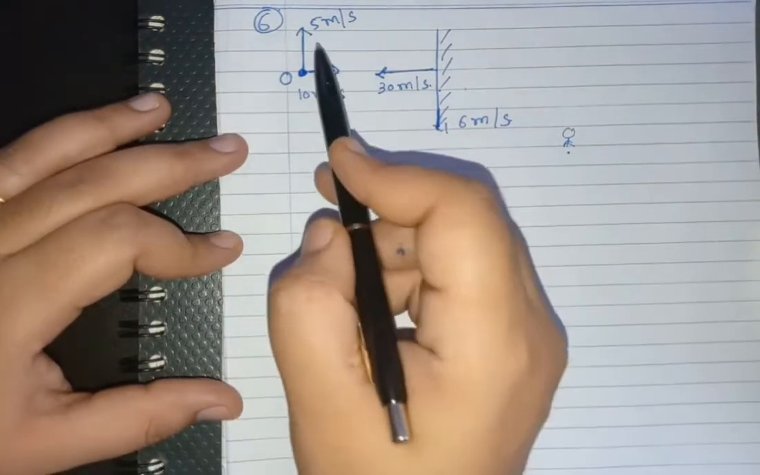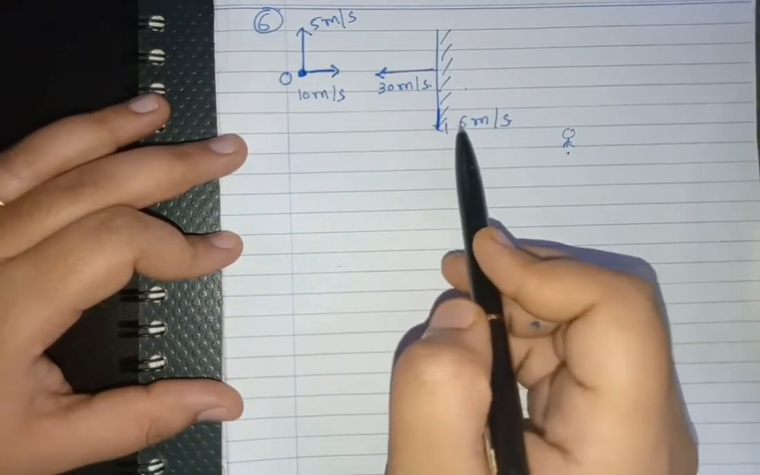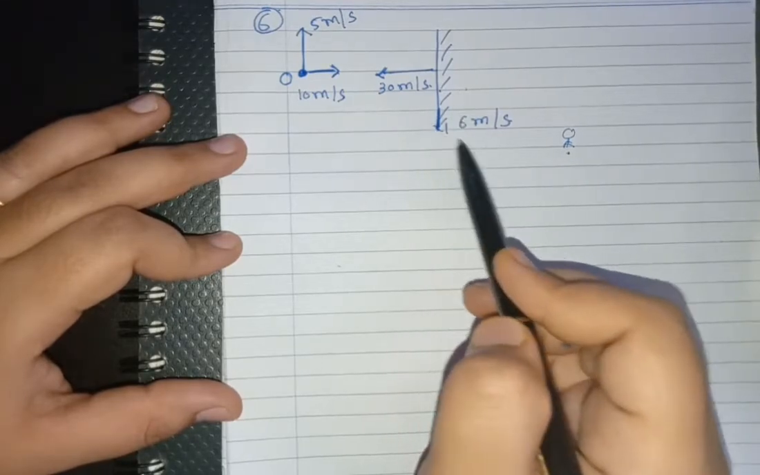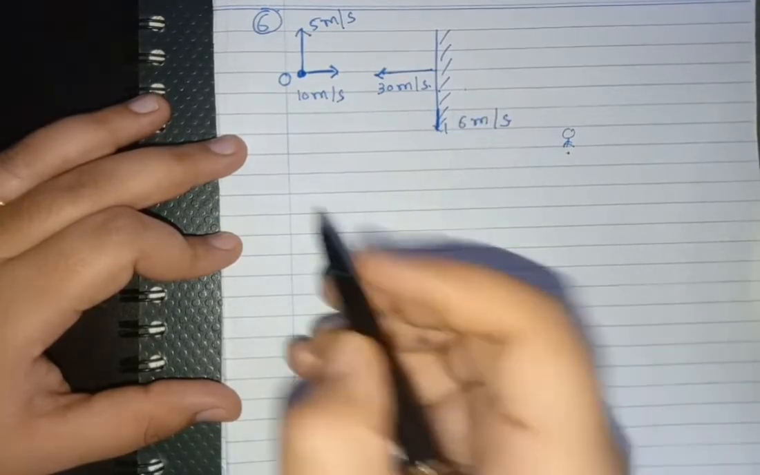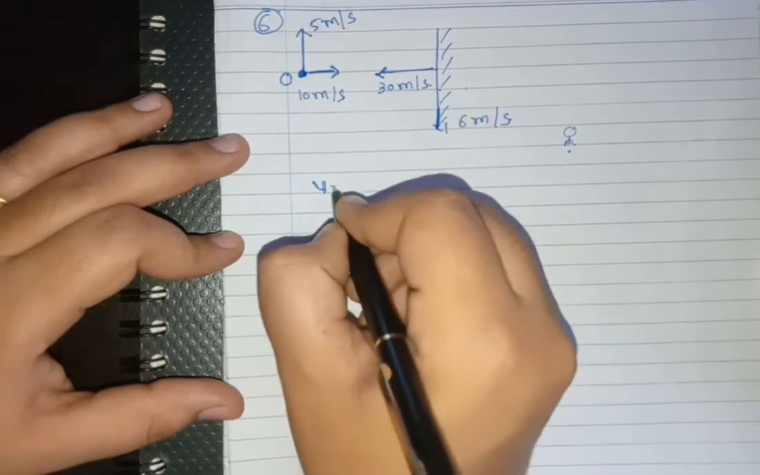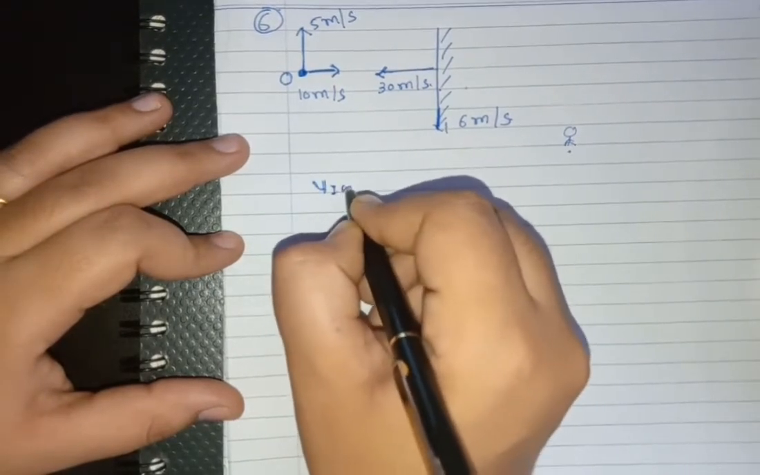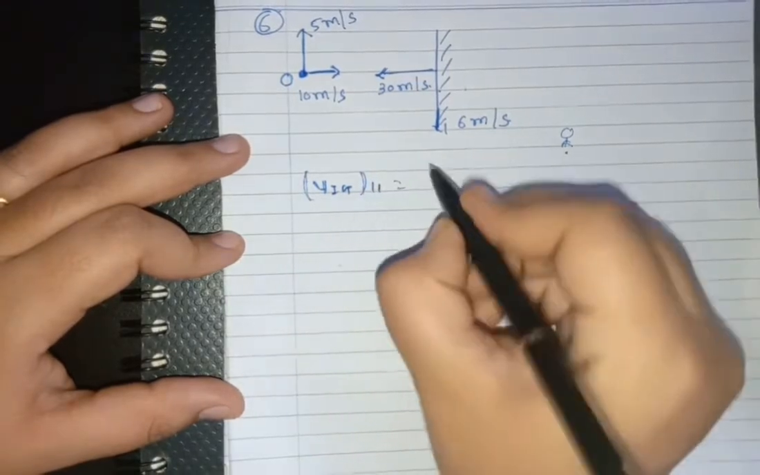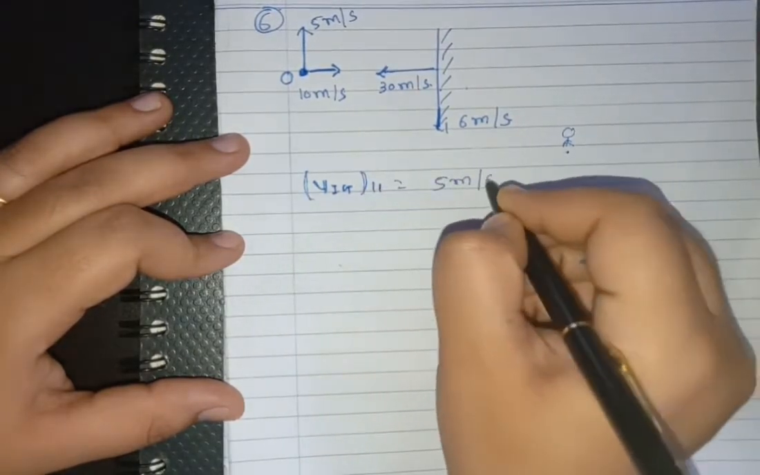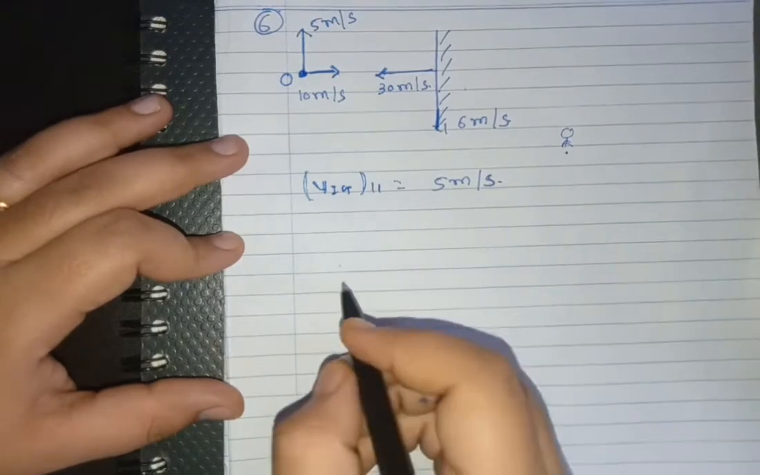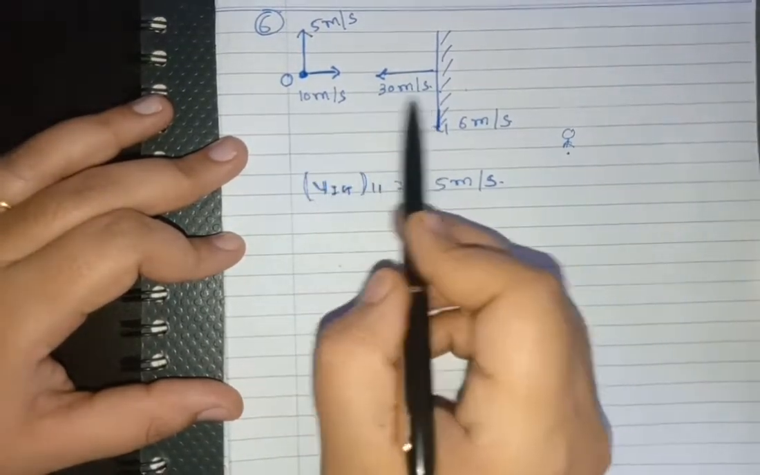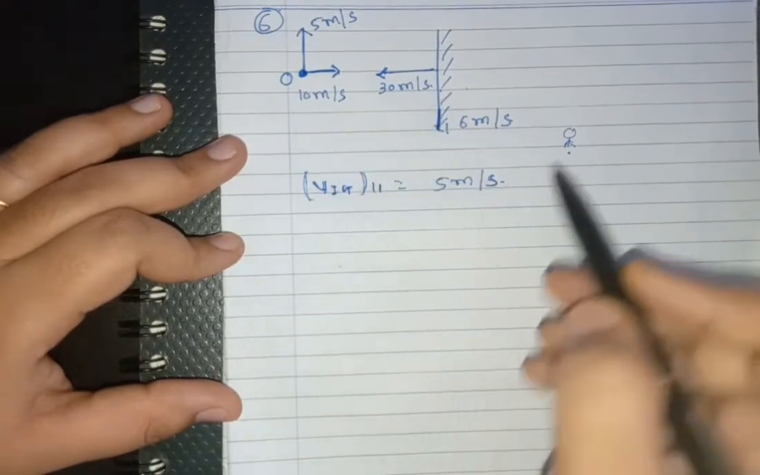First, we will solve for the parallel components. For the parallel components, the velocity of mirror does not matter. So, velocity of image with respect to ground and its parallel component will be 5 meter per second. Now, we will solve for the horizontal or the perpendicular component.